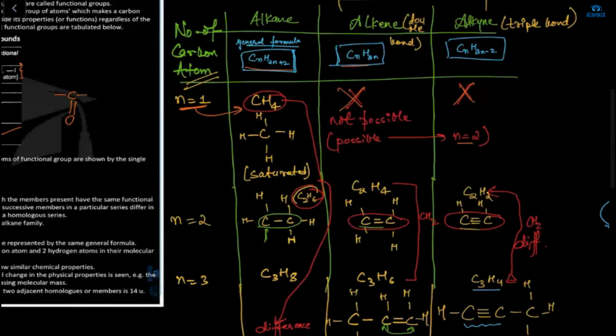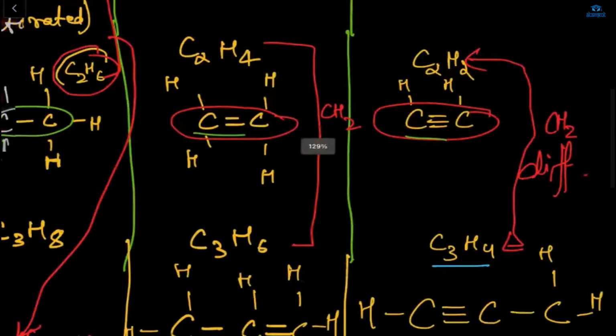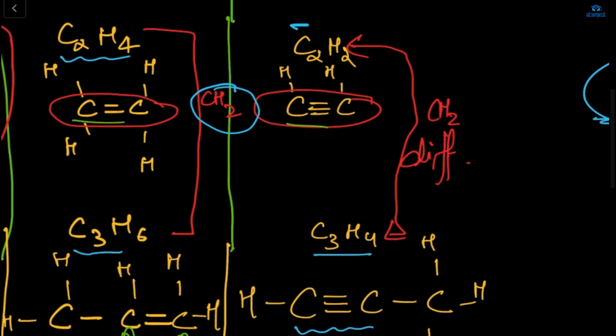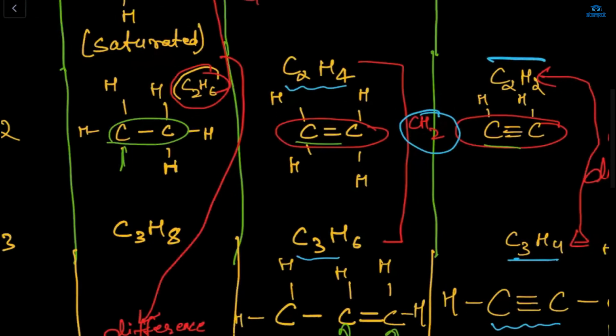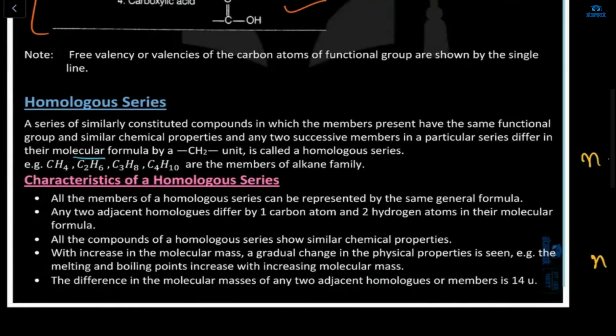The main thing about homologous series is, see, the difference between C2H4 and C3H8 is CH2. Here also, the difference between C2H2 and C3H4 is CH2. Here also, the difference between C2H6 and C3H8 is CH2. This means that compounds whose molecular formulas differ by a CH2 unit form a homologous series. So these are the members of the alkane family.